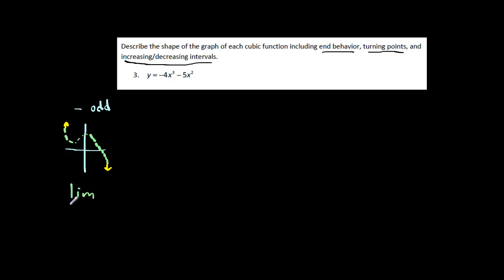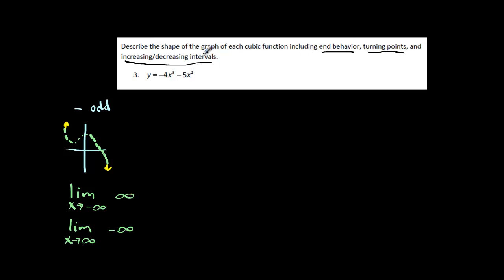So the limit as x approaches negative infinity is going to be positive infinity, because as I go left, my graph goes up. And the limit as x approaches positive infinity is going to be negative infinity, because as I go right, it goes down. So that's the end behavior.